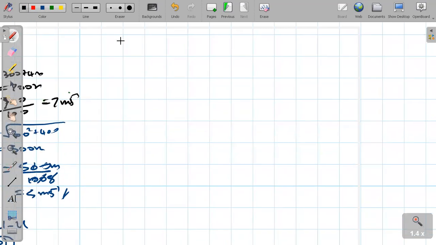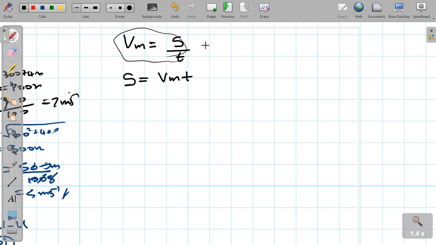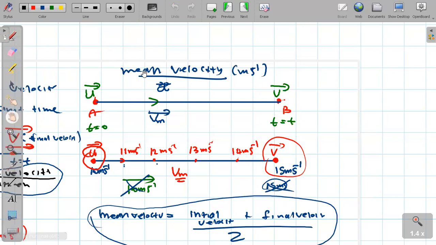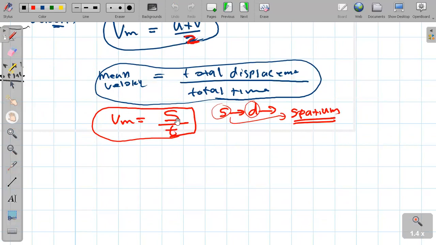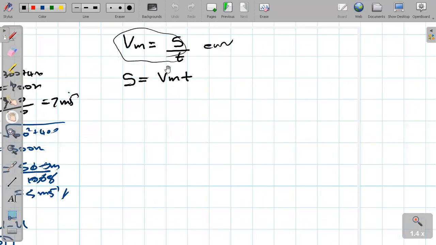We know one thing. Mean velocity is equal to total displacement over time taken. What is the displacement then? Mean velocity times time. We had this equation earlier, no? The last equation I taught just before giving you this question, mean velocity equals displacement over time.